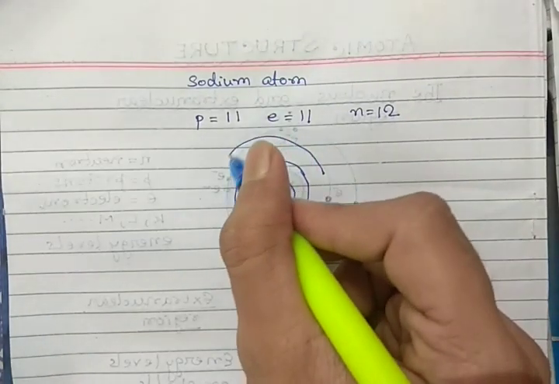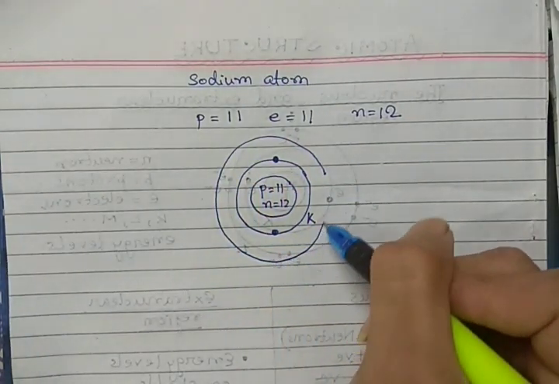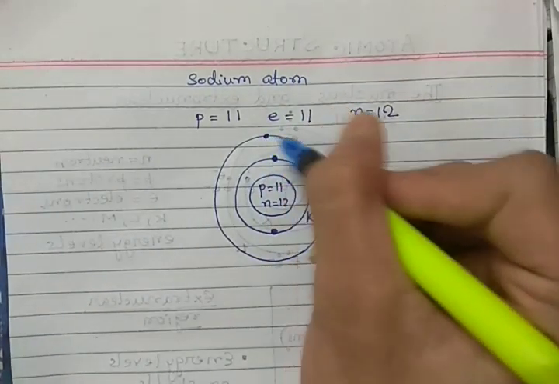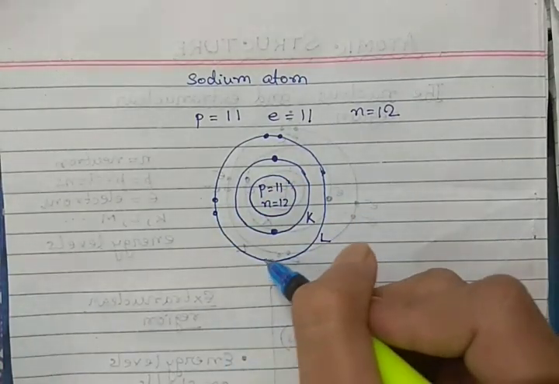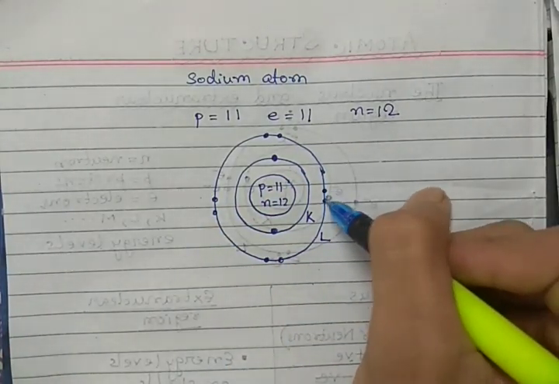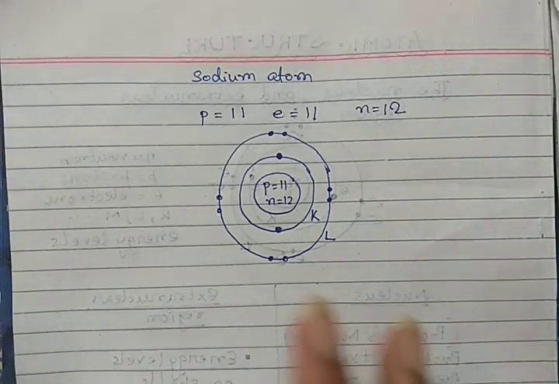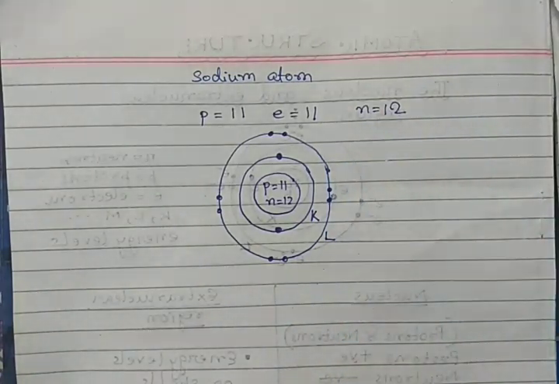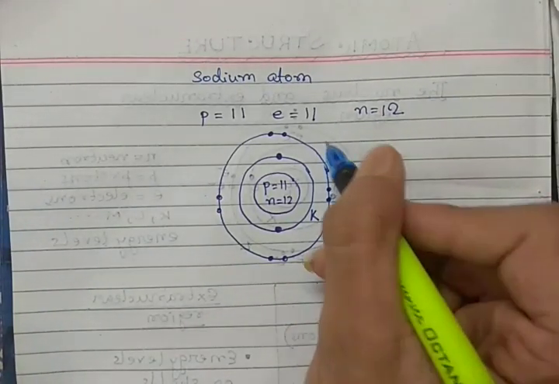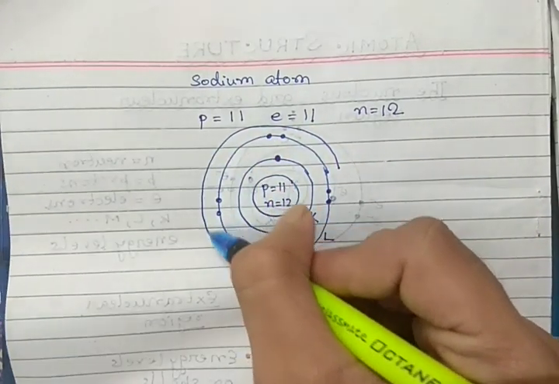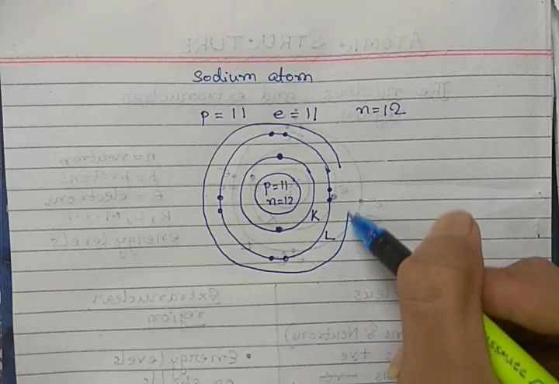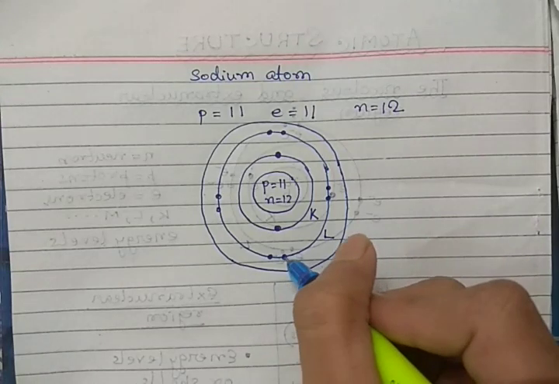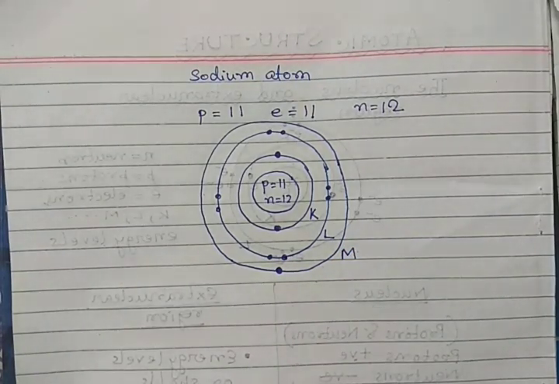In the second shell, there are 8 electrons. 1, 2, 3, 4, 5, 6, 7, 8. I will explain why there are 8 electrons and why there are 2 electrons in the next part. I am just explaining the example to show why an atom is actually electrically neutral. And another electron is remaining. So the other electron will remain in the last shell, which is the M shell. So 1 electron is there in the M shell.